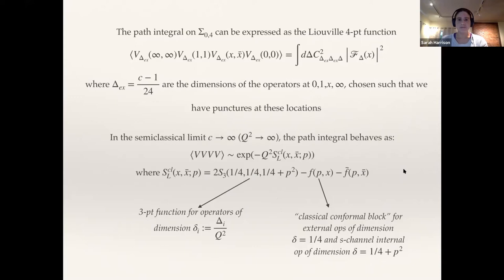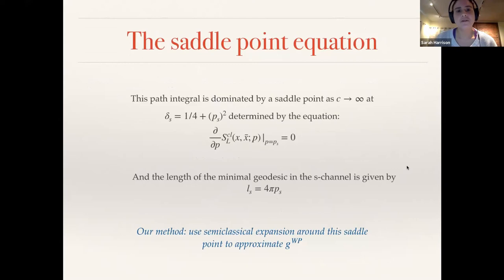In the semi-classical limit, the path integral will be dominated by a saddle point at some particular value of this internal dimension, little delta sub s, which I'm parameterizing as 1/4 plus p sub s squared. This dimension is determined by the saddle point equation, which is just setting the derivative of the classical action with respect to p to zero. And this value of the internal momentum, the saddle point momentum p sub s, has a physical meaning as the length of the minimal geodesic in the s channel, which is the geodesic I drew on a picture a few slides ago. The length of this geodesic is related to p sub s by L sub s equals 4 pi p sub s.